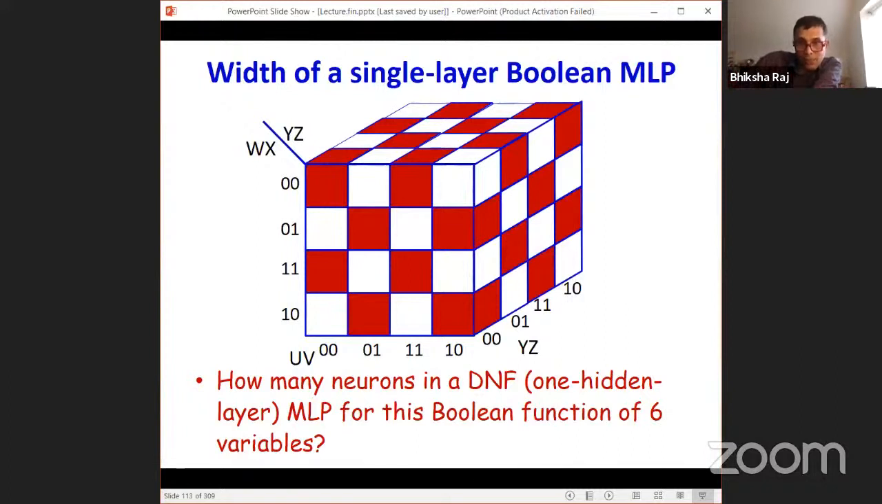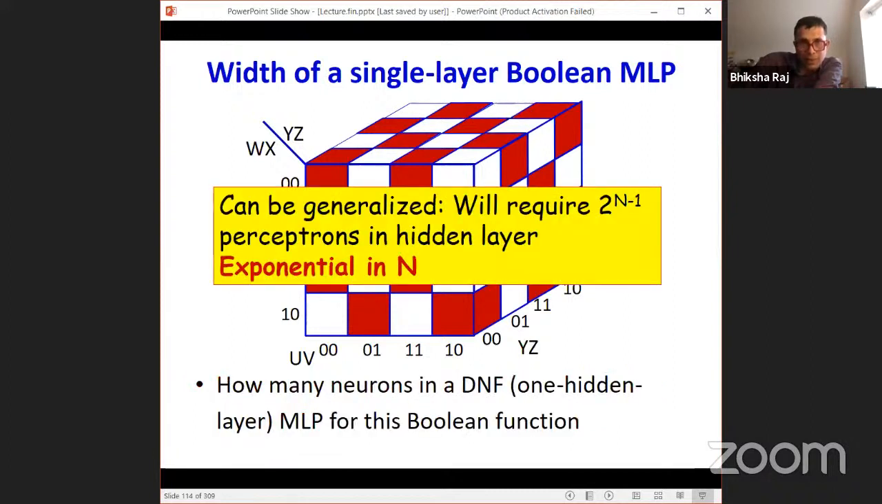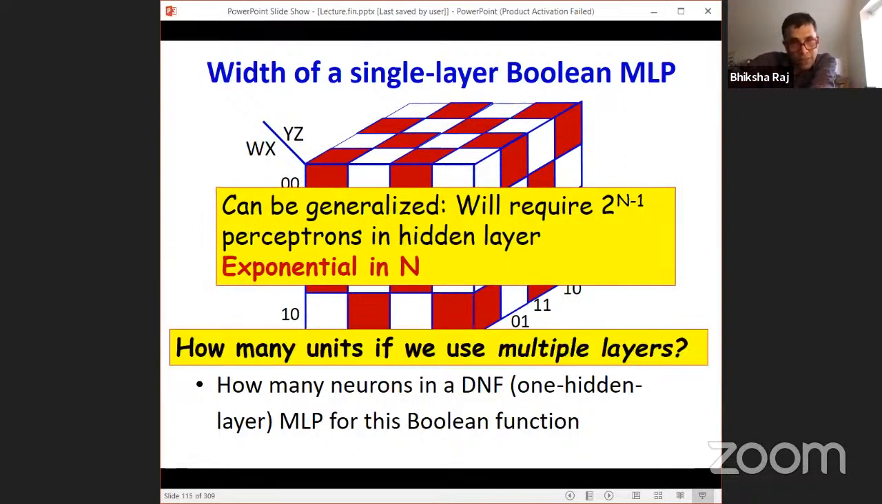Does anybody recognize this formula? What is this actual formula? Anyone? First, if I have n inputs, in the worst case, if I have a pattern of this kind, I'm going to require 2 raised to n minus 1 perceptrons in the hidden layer. So if I try to compose the function using just one hidden layer, the size of the network is going to be exponential in the number of inputs.